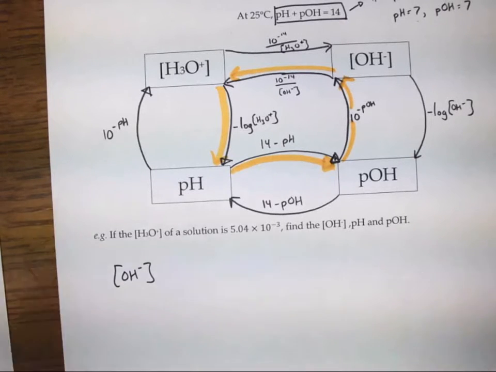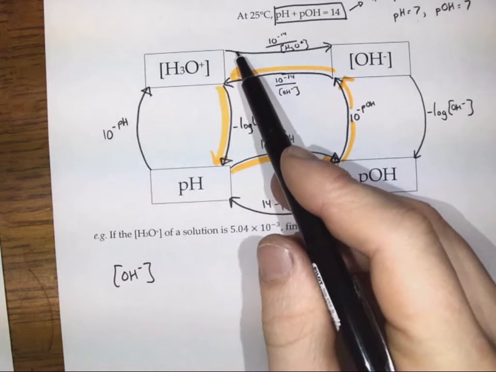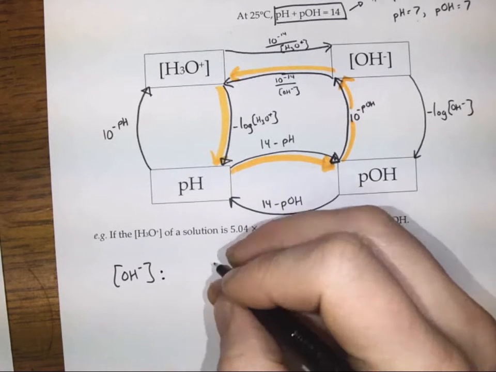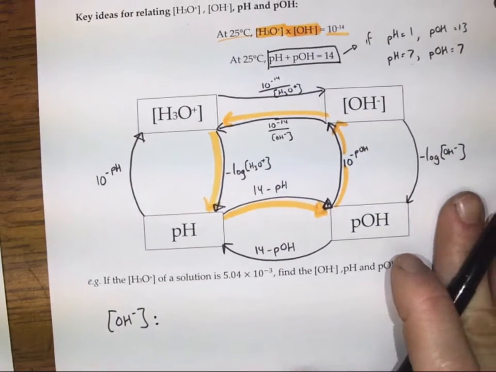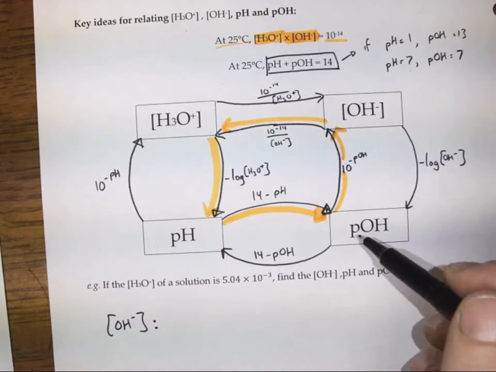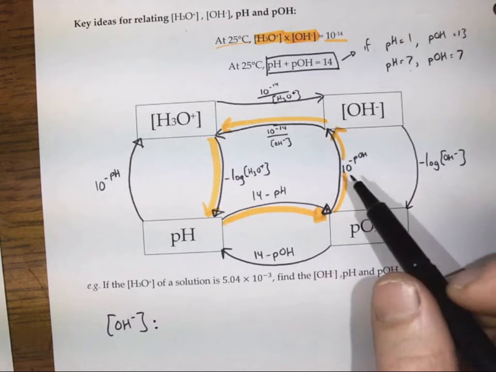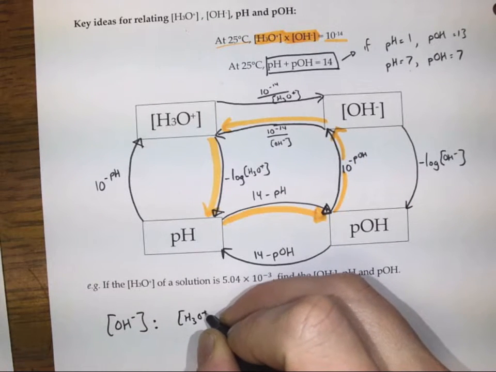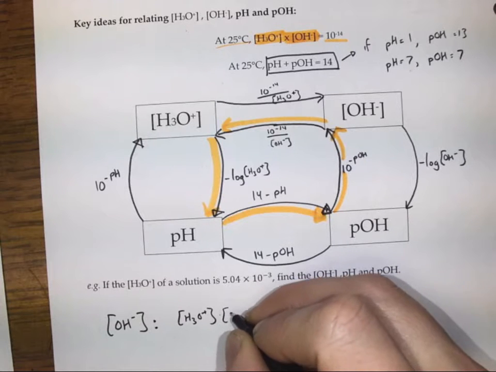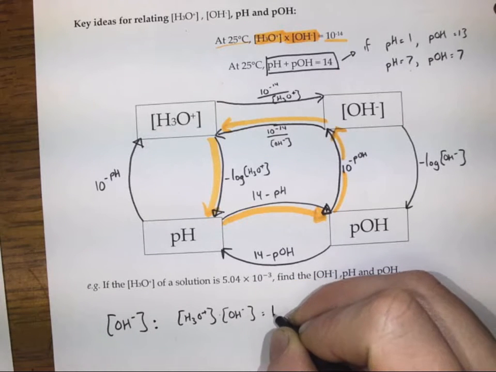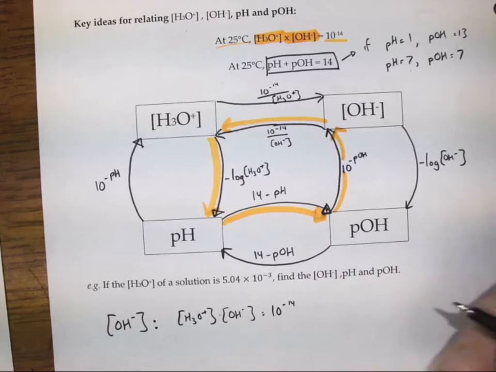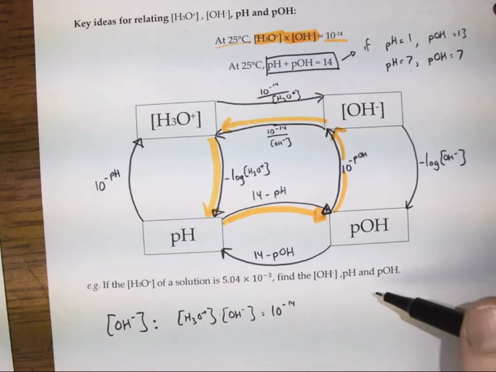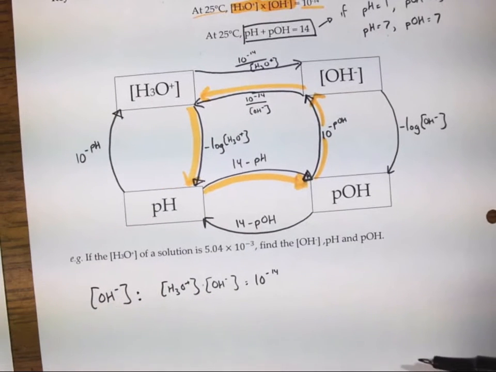So to find our hydroxide concentration, I actually like to start from base principles. I find using these sorts of diagrams can be a bit of a crutch. I like to say, okay, well, I know my hydronium ion concentration times my hydroxide concentration is equal to 10 to the power of negative 14, assuming we're at 25 degrees. And if it doesn't say so, I'd like you to assume that it does.